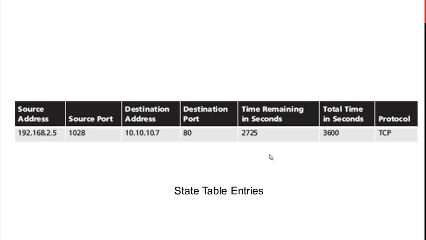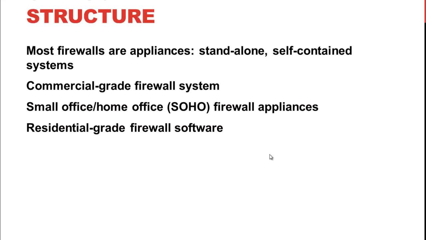I'll give you a little example of a state table where we have a source IP address of 192.168.2.5 with a source port of 1028 going to a particular internal IP address of 10.10.10.70 on port 80. And you'll notice that the total time is 3,600 seconds, it's using the TCP protocol, and it has a designated time remaining of 27.25. And this is how it would maintain that connection. And imagine that you would have a much larger state table depending on the number of devices that you had.